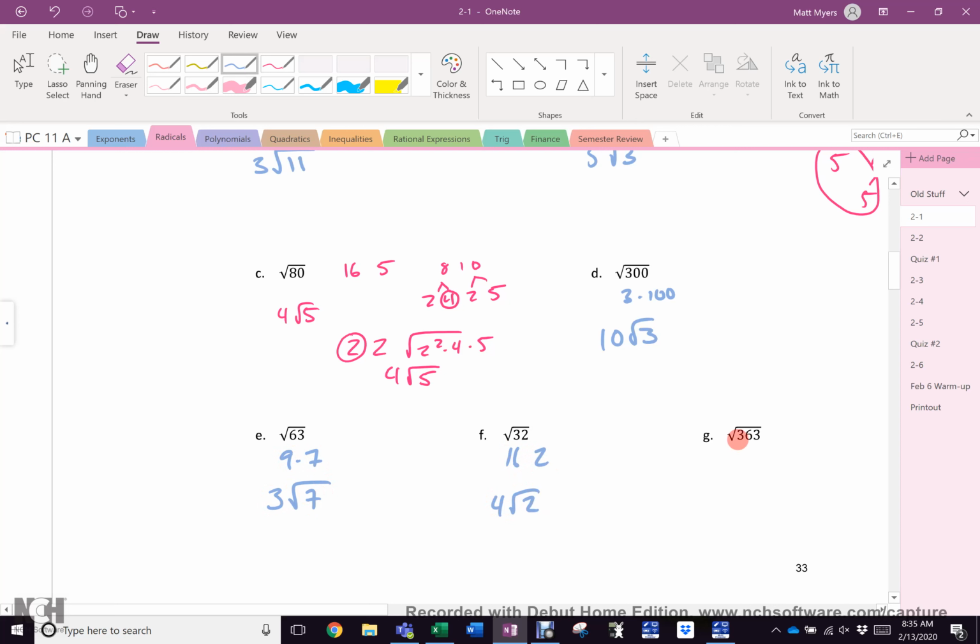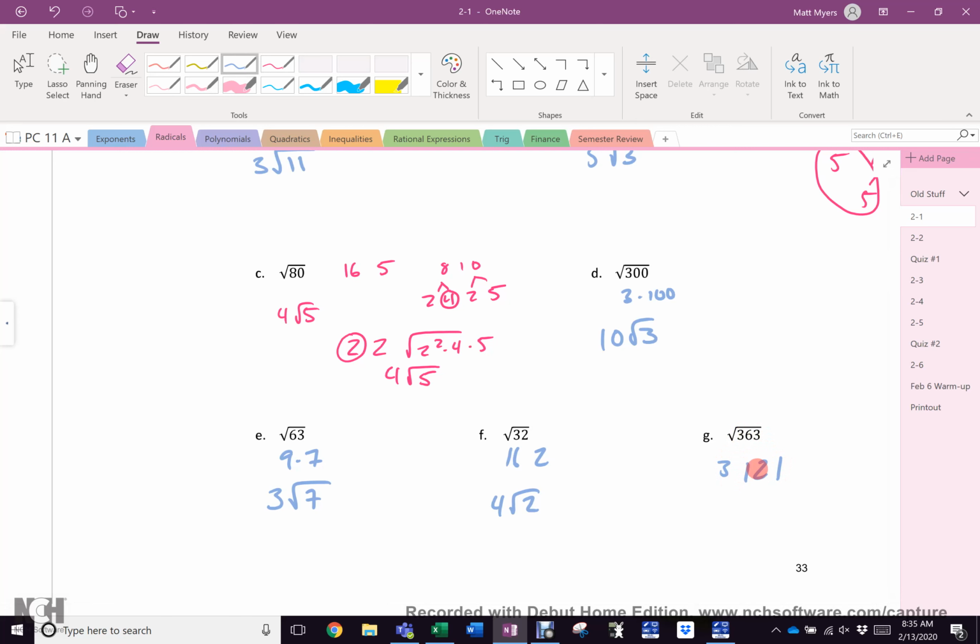And square root of 363, oh, that's a big number. Doesn't divide by 2 because it's odd. So what's the next one we should try? 3. How many times does 3 go into 3? Once. How many times does it go into 6? Twice. How many times does it go into 3? Once. Can I stop there? Why?